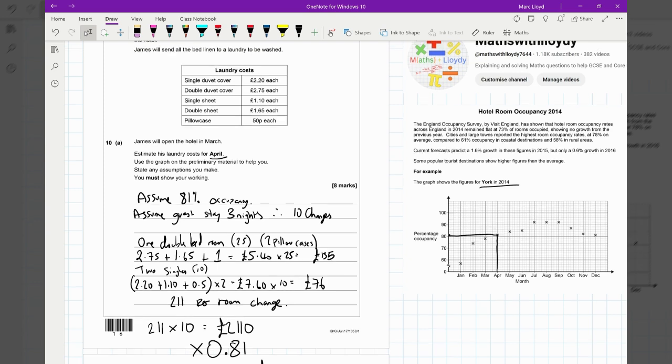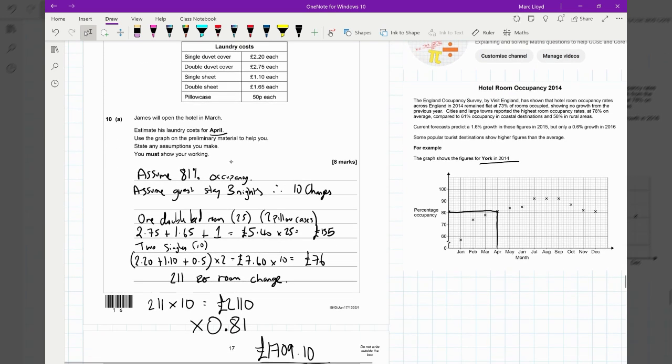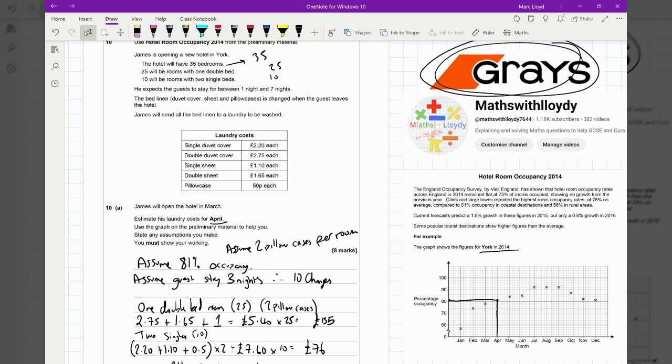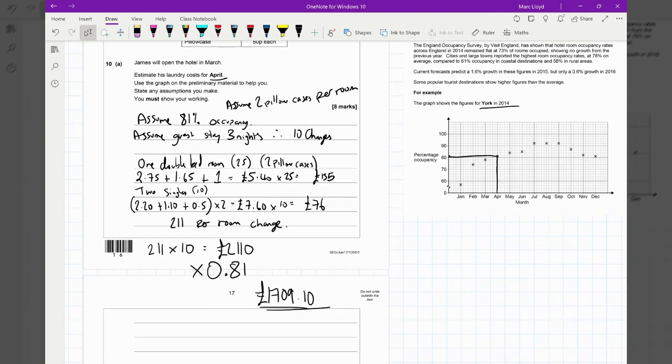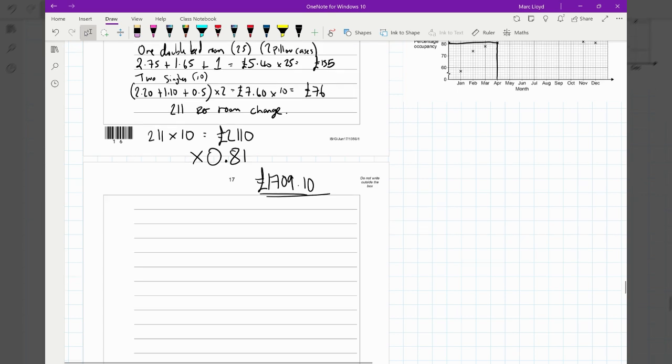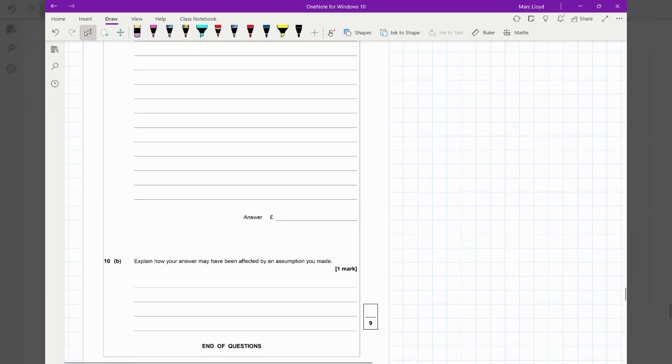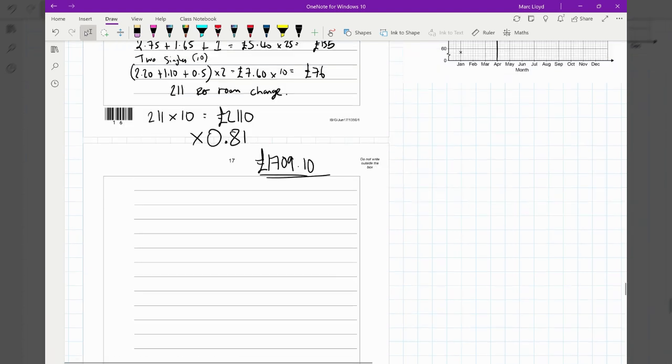Done. I think I'm happy with that. We've got all those costs sorted. I'm just going to put here, assume 2 pillowcases per room, irrespective of whether it's a single or a double. There's no other hidden costs in there. So we're done. I'm happy with that. Fantastic. 8 marks. Now we're not finished just yet. Explain how your answer may have been affected by an assumption you've made.